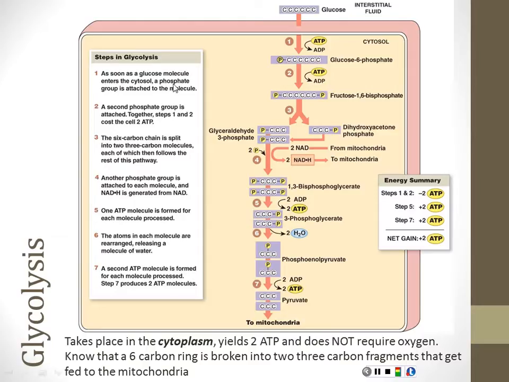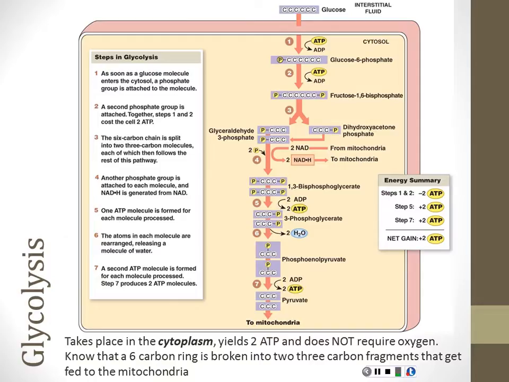So the steps are really not even that important. I want you to know what the yields are. So glycolysis, first of all, takes place in the cytoplasm, not in the mitochondria. We all think of mitochondria as the energy place. Glycolysis happens outside of mitochondria.